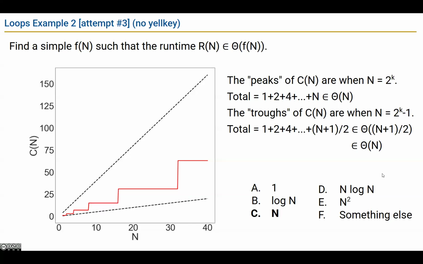So overall, if you have an upper bound that's theta n, and you have a lower bound that's theta n, then your function is growing at theta n overall. Any questions here?